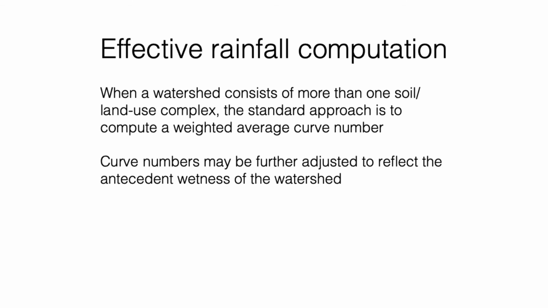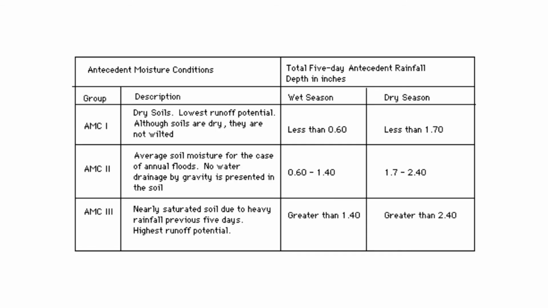Curve number may also be adjusted to account for the amount of soil moisture that was present in the soil at the beginning of the event. The tabulated curve numbers correspond to what is called the average antecedent moisture condition, AMC, also called AMC2. These conditions correspond to an average occurrence of precipitation over the watershed.